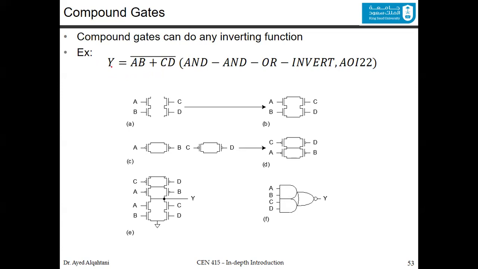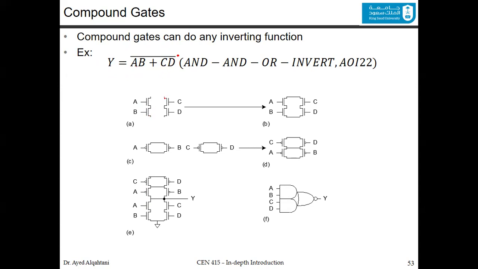So you have this example. To design this, you have an all bar, right? You take what's under the bar, A ANDed with B, or C ANDed with D. So A and B will be in series. They are in series, and you can see it here.